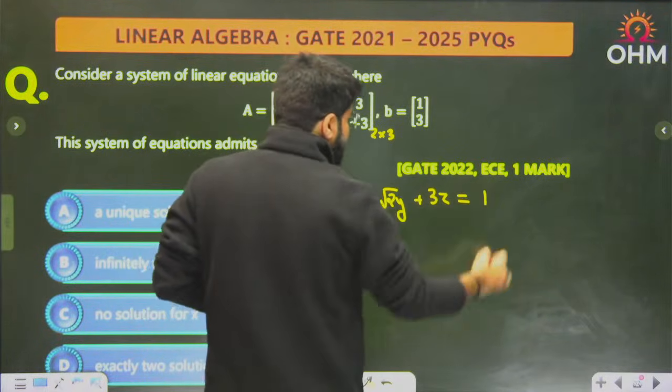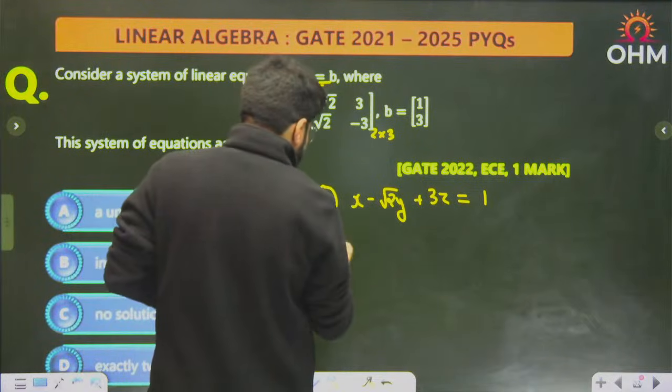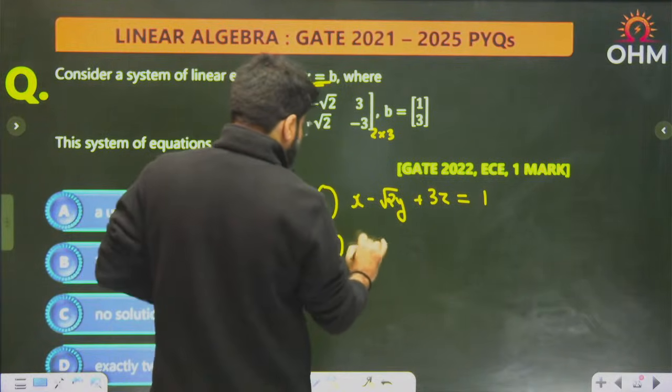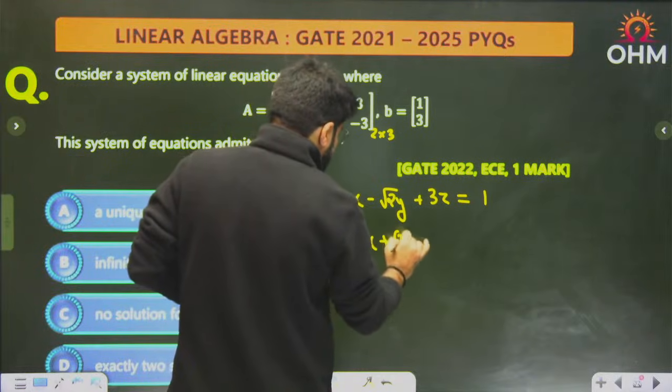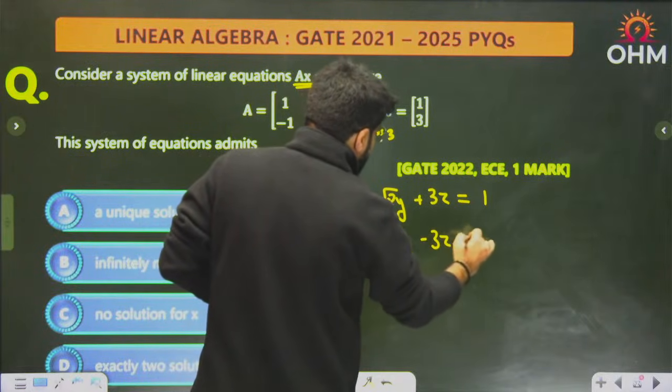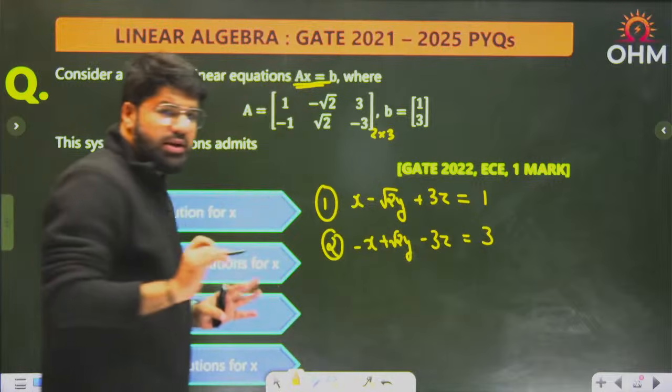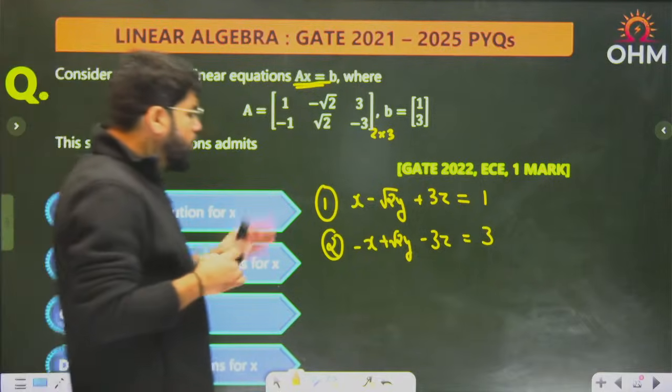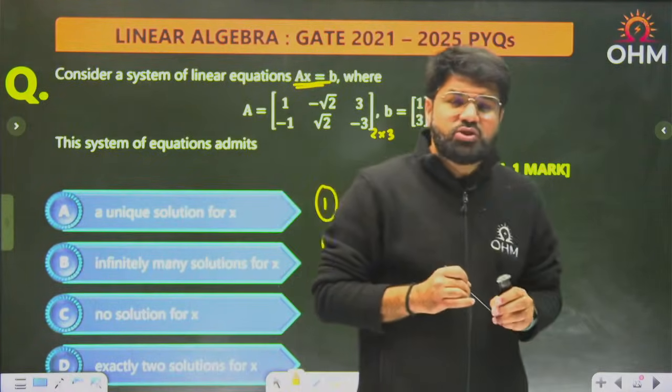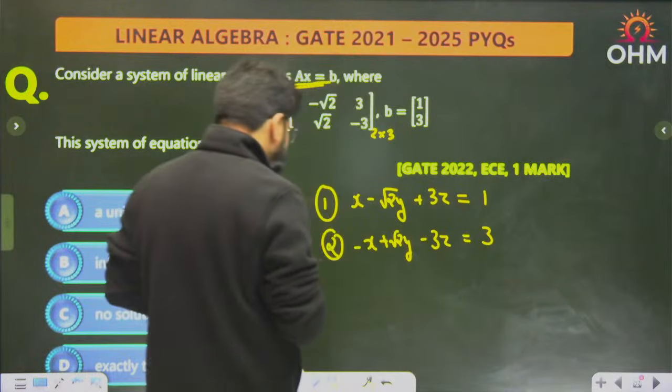Equal to b1. What is the first constant on the right side? It is 1. Second equation: minus x plus root 2y minus 3z equal to 3. Okay, now listen to me very carefully. No need to go for any rank calculation if you have just observed the numbers here. What will I simply say, dear?